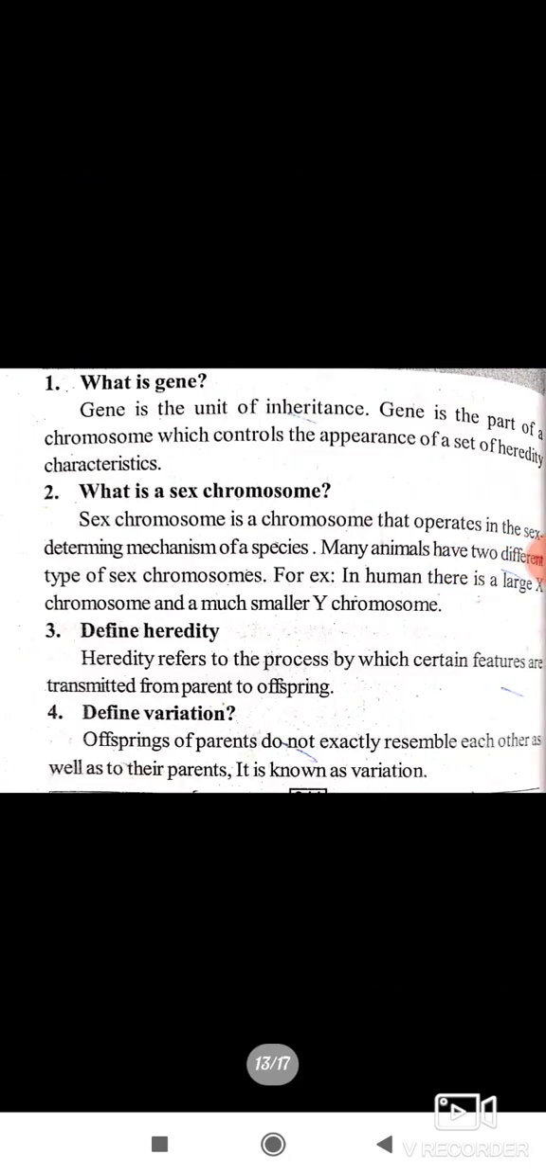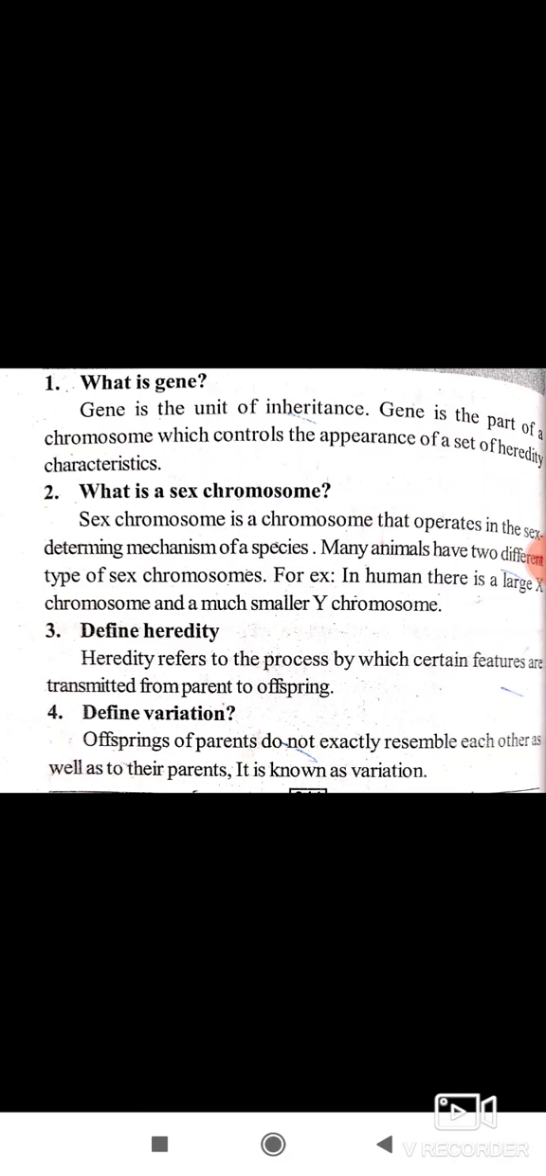What is a gene? A gene is the unit of inheritance. A gene is the part of the chromosome which controls the appearance of a set of hereditary characteristics. What is a sex chromosome? It is a chromosome that operates in the sex determining mechanism of a species. Many animals have two different types of sex chromosomes. For example, in humans there is a large X chromosome and a much smaller Y chromosome.